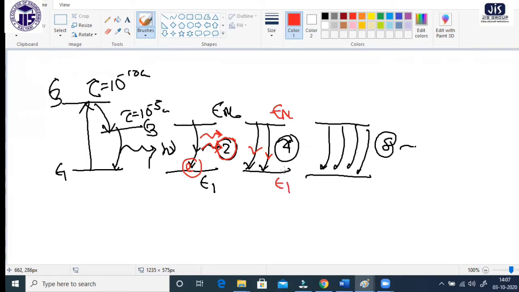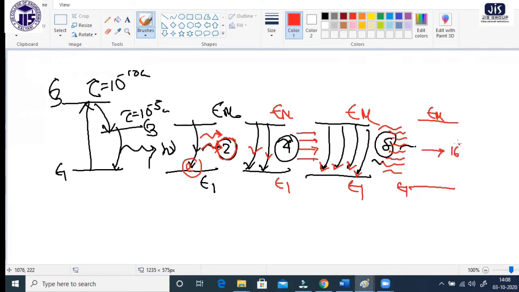Now these two will cause the emission of two more photons. So how many photons have you got? 1, 2, 3, 4. Now from 4, 4 more photons will come down. So 4 plus 4, 1, 2, 3, 4, 5, 6, 7, 8. You have got 8 photons. So a large number of photons are coming out of the system. In this way, from 1 to 2, 2 to 4, 4 to 8, it will grow up.